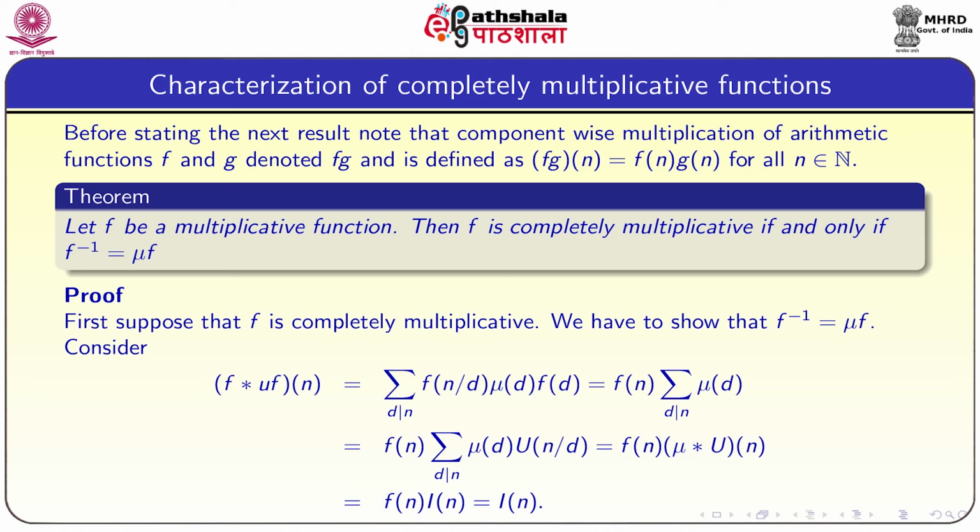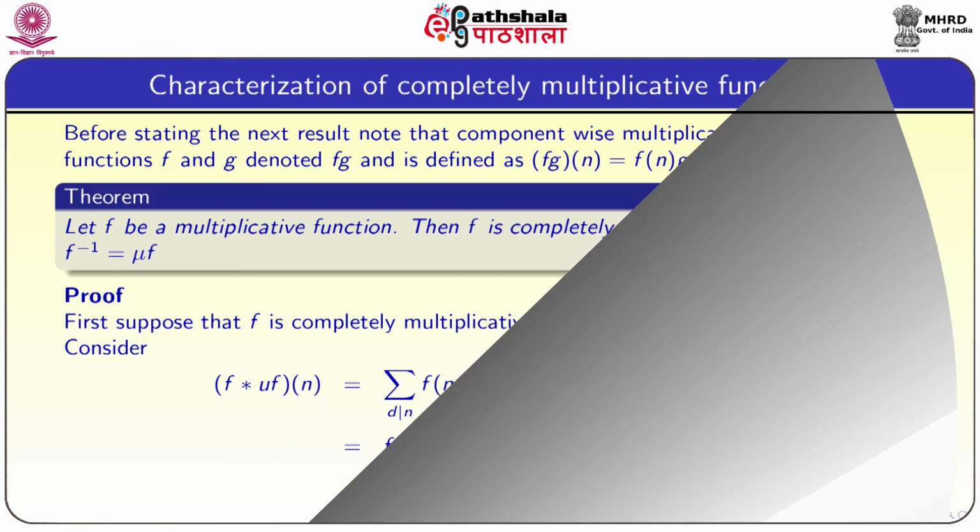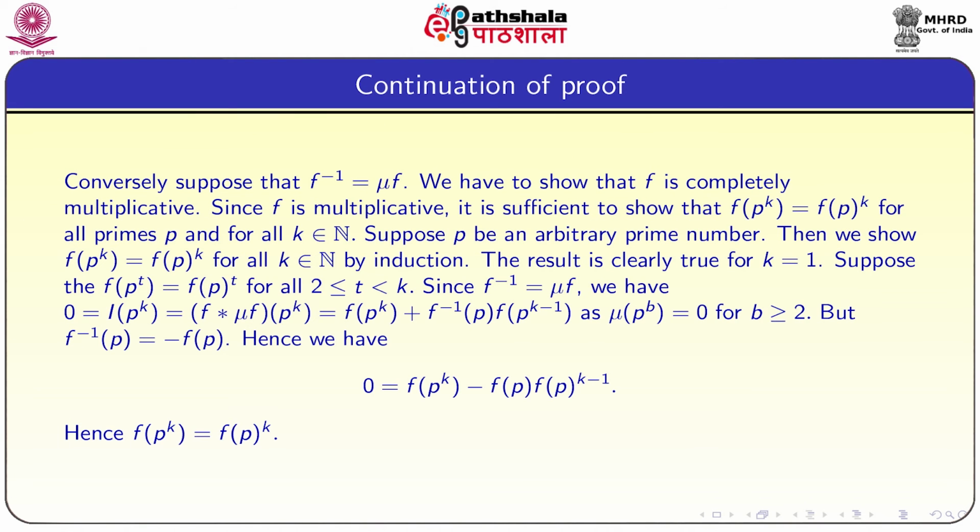Now, we need to prove the converse part, that is, if you assume that f inverse is equal to mu f, then we have to show that f is completely multiplicative. Since f is multiplicative, that is given to us, it is sufficient to show that f of p power k equals f of p power k for all primes p and for all positive integers k. Suppose p is an arbitrary prime number, then we show that f of p power k is equal to f of p power k for all k belonging to n by induction.